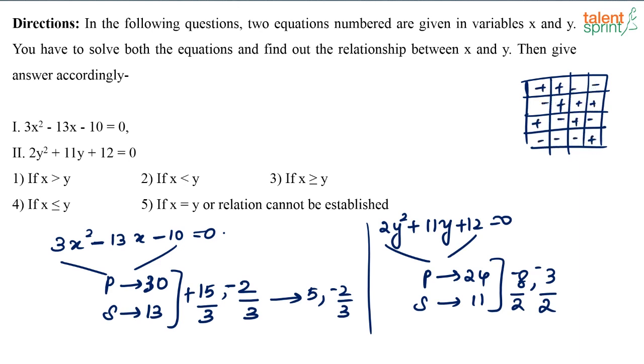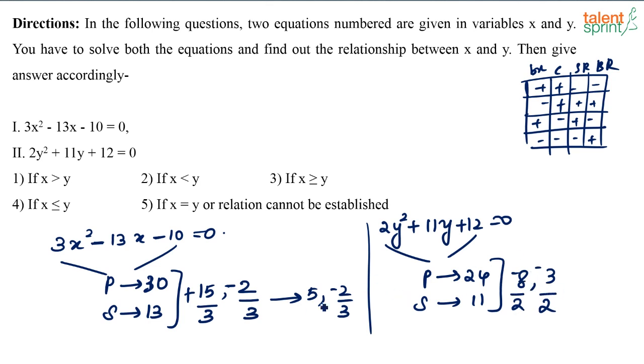If you don't know, please memorize it. Depending on the sign that comes before bx and c, you can say the sign of the smaller root and the bigger root will be as follows. This is what the sign table says. Now, if you compare, what do you know?